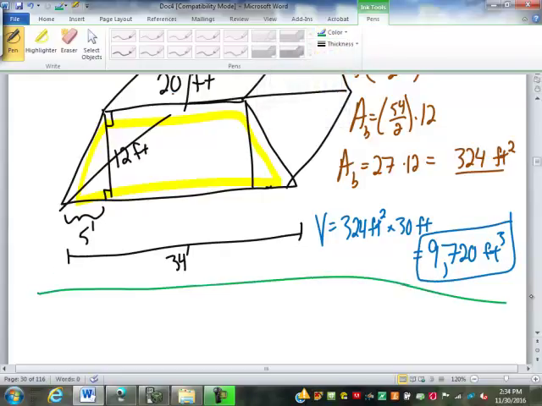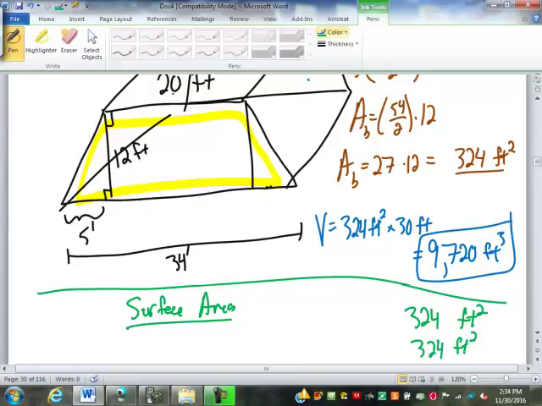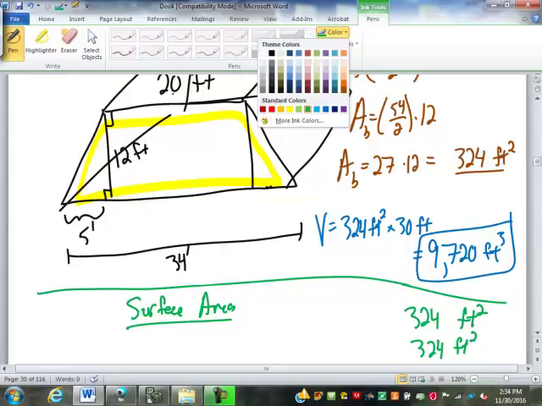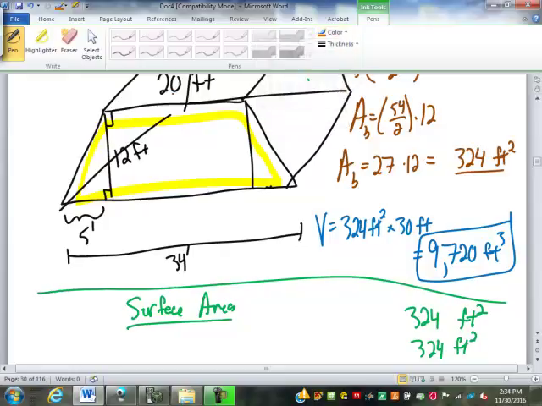For surface area, once again, I already have the area of the base, 324 square feet. And there is one at the other end, 324 square feet again. So I need to find the lateral area. And of course, before I find lateral area, I must find the perimeter of that base.